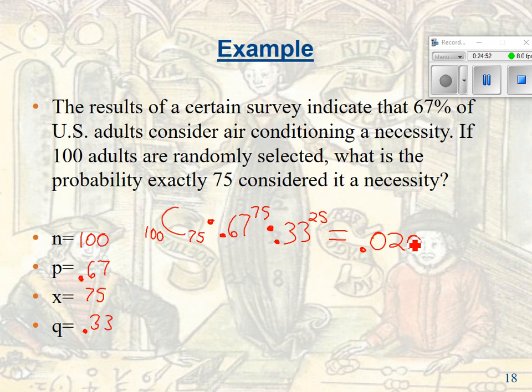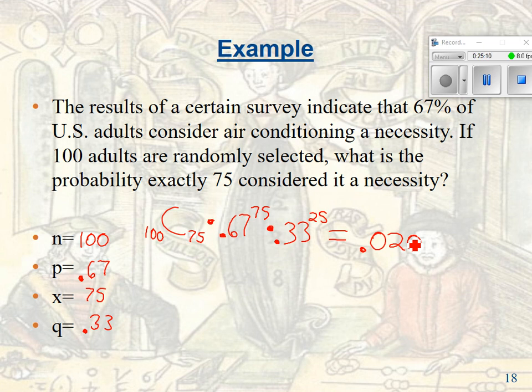Now, remember, you're saying exactly 75. So is that considering 76 people saying it's a necessity, 74 people? So it's just exactly 75, about 2%.